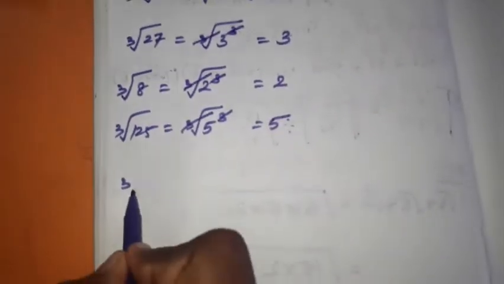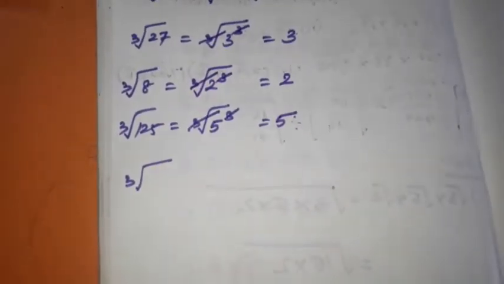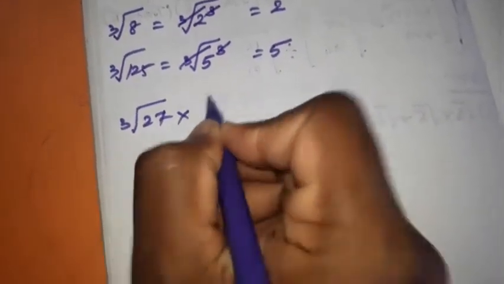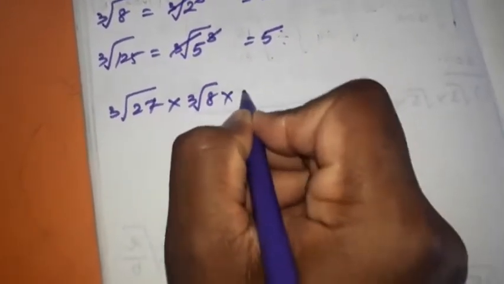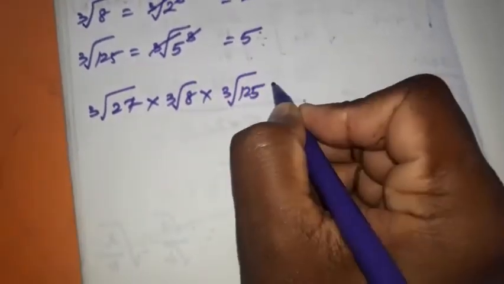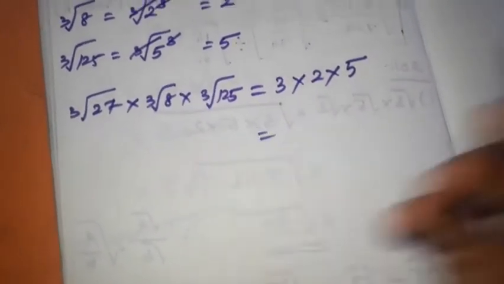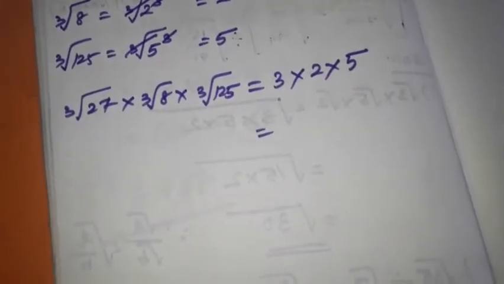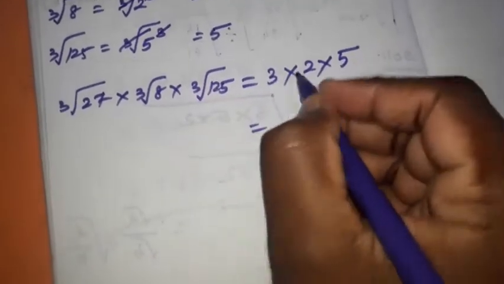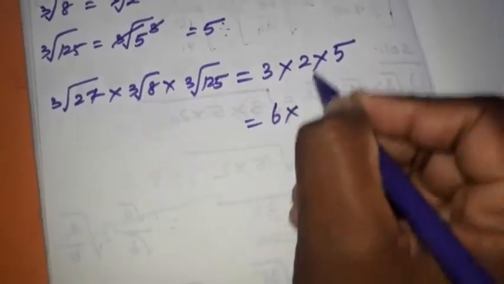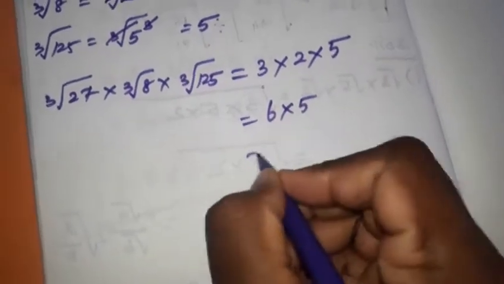So substitute the values. Cube root of 27 into cube root of 8 into cube root of 125 equals 3 into 2 into 5. Now 3 2s are 6, 6 into 5, 6 5s are 30. Therefore this is the required solution.